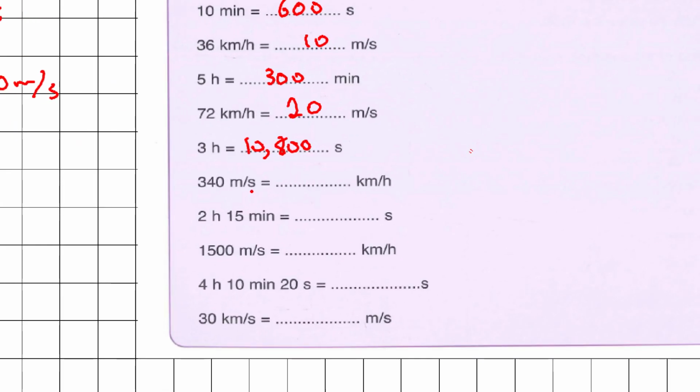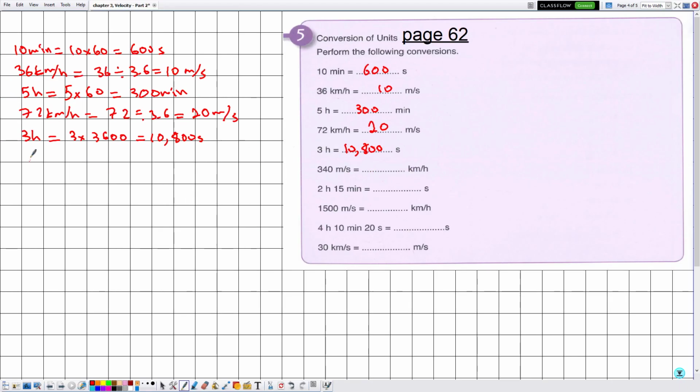Now in order to convert from meters per second to kilometers per hour, we multiply by 3.6. Then 340 meters per second is equal to 340 multiplied by 3.6. If we plug it into the calculator, it's given by 1224. Then the missing number here is 1224 kilometers per hour. Sorry.